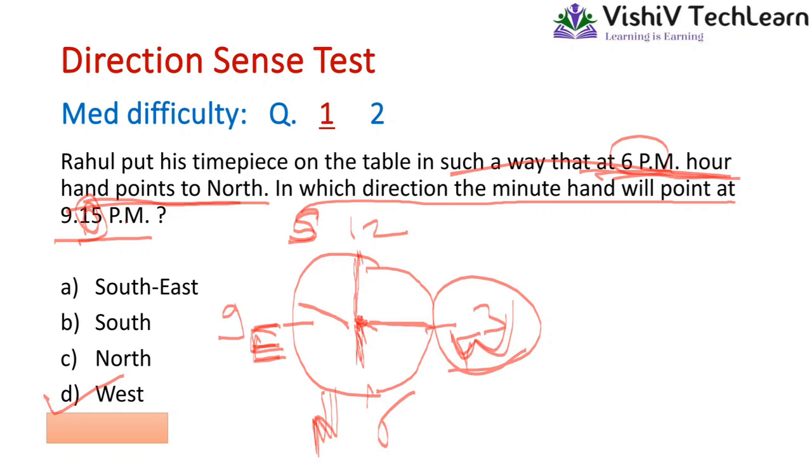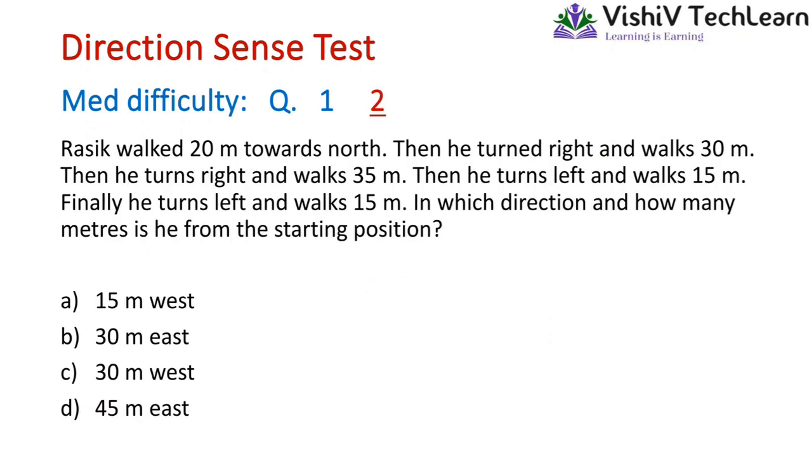Let's go for the next. Now this is the second problem of medium difficulty. Rasik walked 20 meters towards north. Then he turned right and walks 30 meters. Then he turns right and walks 35 meters. Then he turns left and walks 15 meters. Finally he turns left and walks 15 meters again. In which direction and how many meters is he from the starting position?